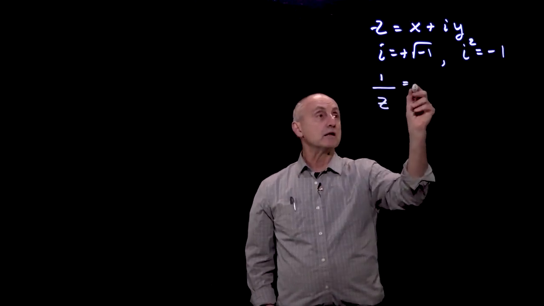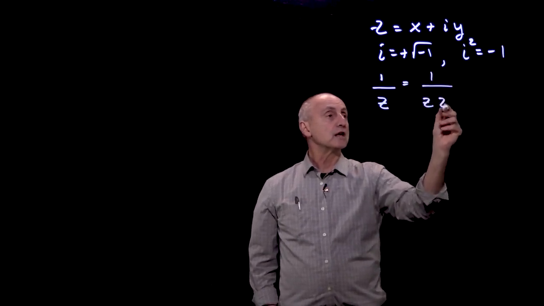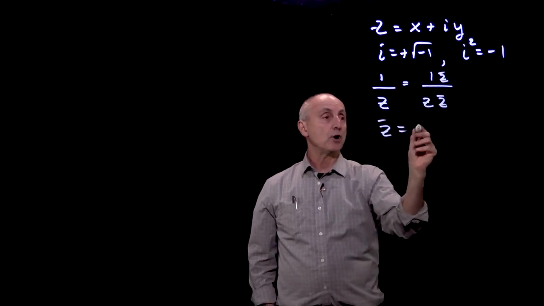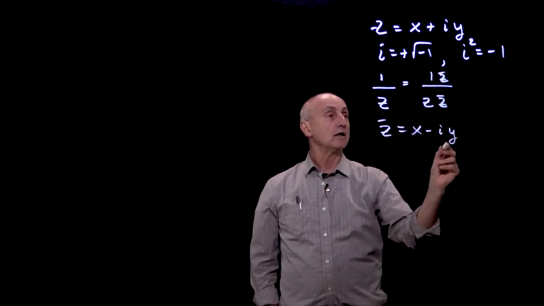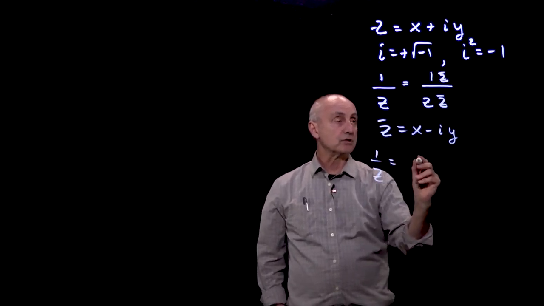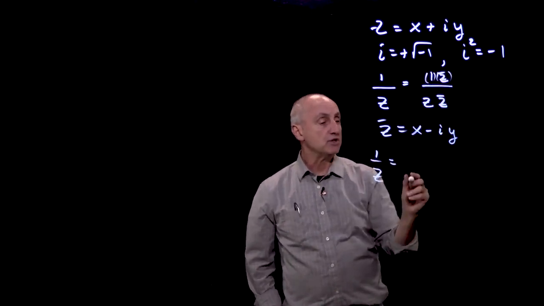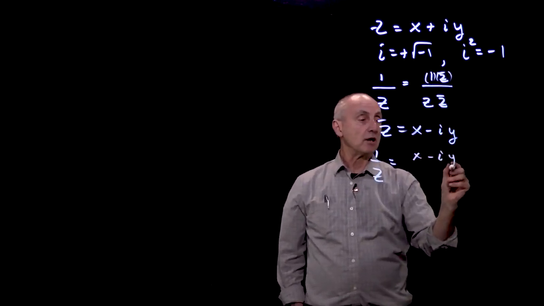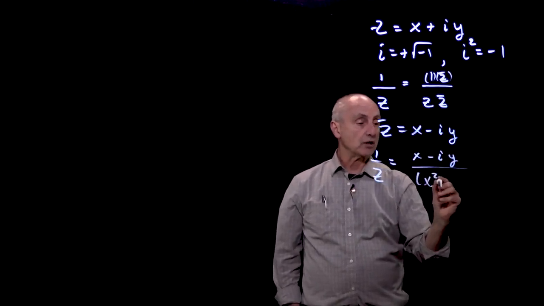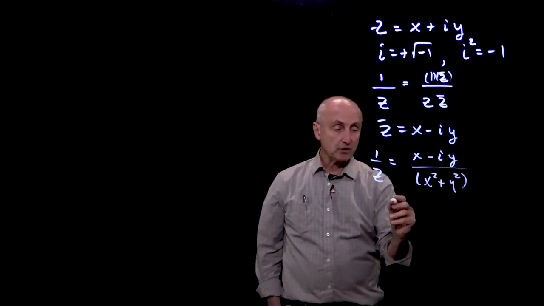Now, we can write this in the following way. If we multiply the numerator and denominator by the complex conjugate, where z bar is equal to x minus iy, then we saw that the inverse of a complex number is equal to 1 times z bar over the modulus squared, which is x minus iy over x squared plus y squared. So we have a new complex number, if you like.